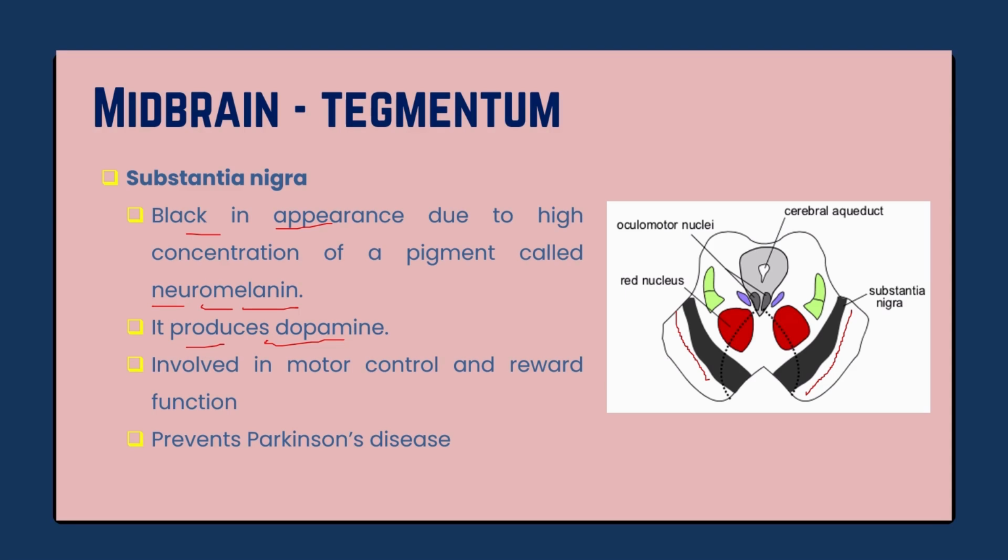It's involved in motor control and reward function. When you feel good, like you have achieved something, so you feel happy, right? Your dopamine hits. You get the dopamine hit when you have done something good or you have achieved something, you feel happy, right? So the substantia nigra of tegmentum is involved in motor control and reward function. We have also learned that dopamine prevents Parkinson's disease. So that becomes a function of substantia nigra also. Alright, so that was tegmentum for you.